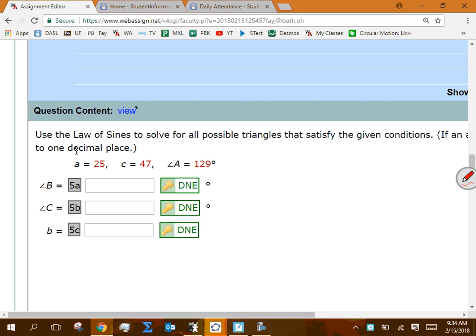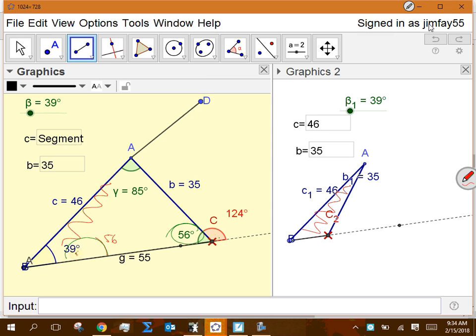Okay? I just want to show you an example where the ambiguous case could be a situation where they just give you parts that initially don't even create one triangle. Okay? So the ambiguous case, you could have 0 solutions, you could have 1 solution, or you could have 2 solutions. And this is the case that would occur with something like that.